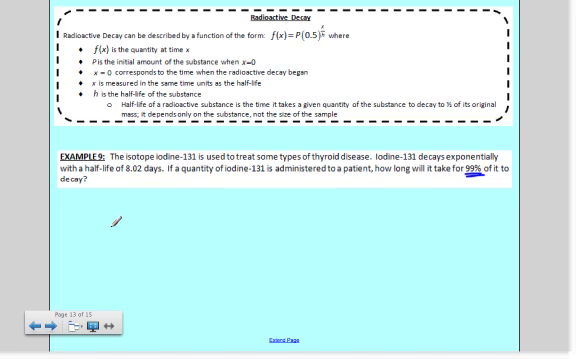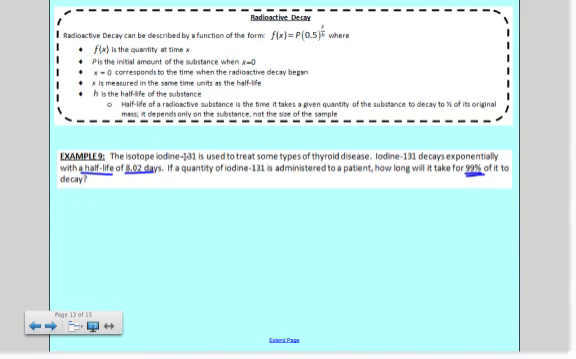So remember, we're talking about something decaying half of it at a time. So after one day, half of it will have decayed. Then the next day, another half of whatever was left will decay, etc. So it's going to get farther and farther down. But it actually takes 8.02 days for it to decay to half.